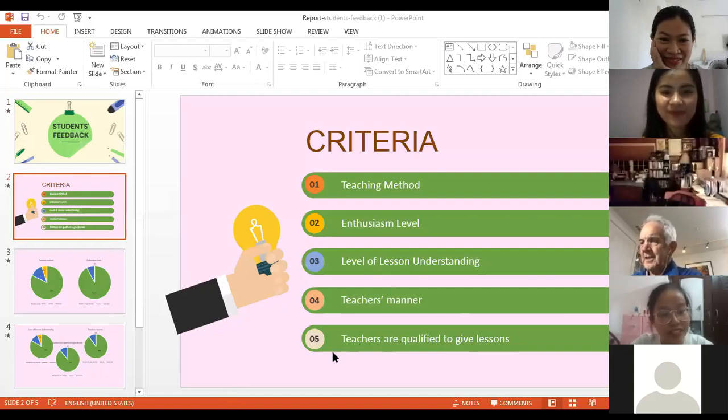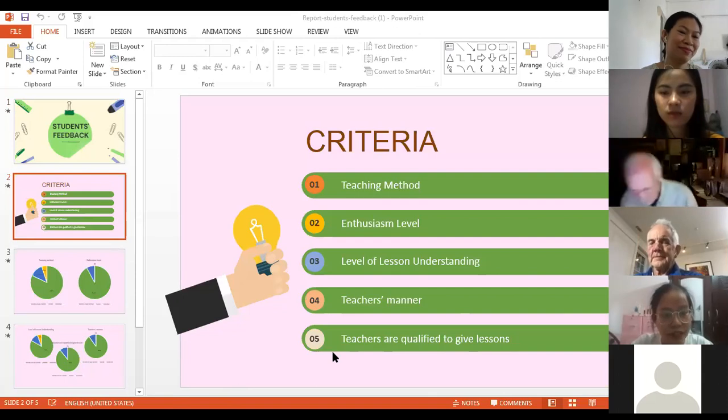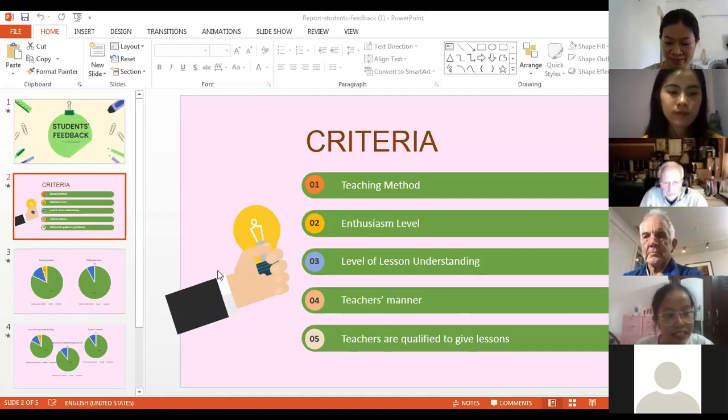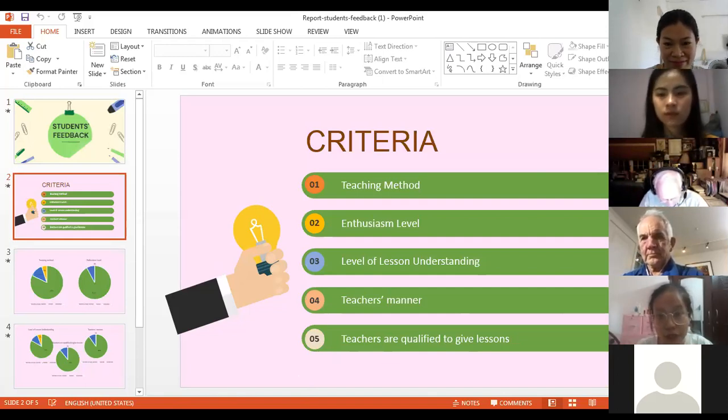A few days ago, we collected the feedback from the students after their time studying with A Better Vietnam. And because you are the teachers, I will mention only the students' feedback about the volunteer teachers. Here we have 5 criteria for the students to measure their satisfaction level with the volunteer teachers.